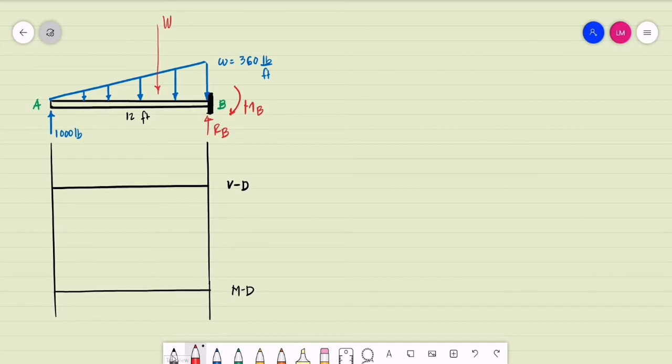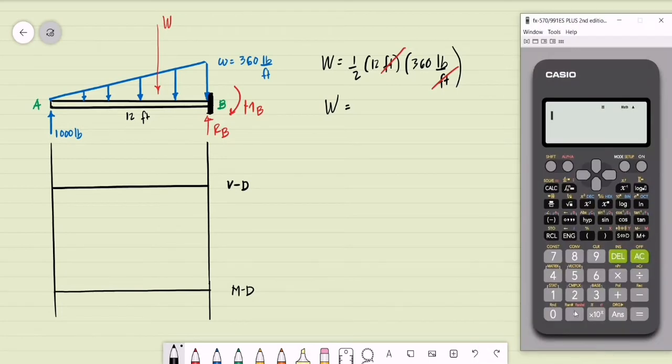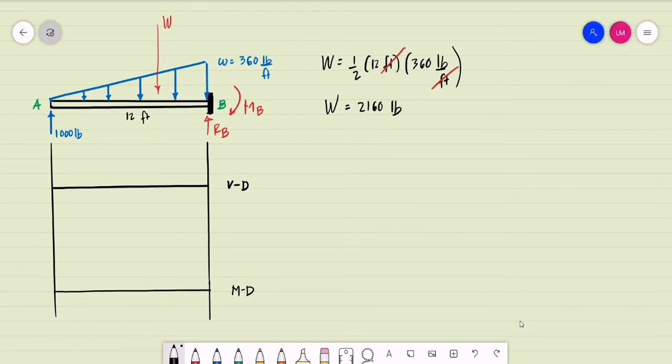So how do we compute for that W? That is basically equal to the area of the triangular loading. We have 1/2, the base is 12 feet, then 360 pounds per foot. We cancel the unit feet, and obviously the remaining unit will be pounds. So that is 1/2, or 0.5, of 12, multiplied by 360, and this is equal to 2,160 pounds.